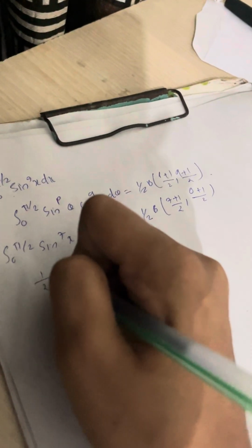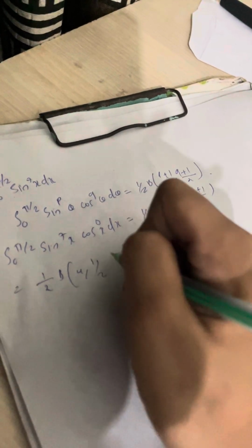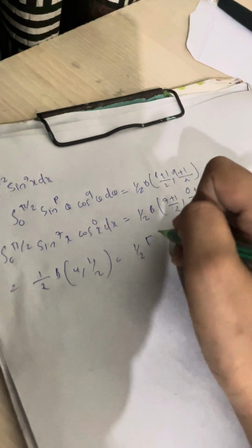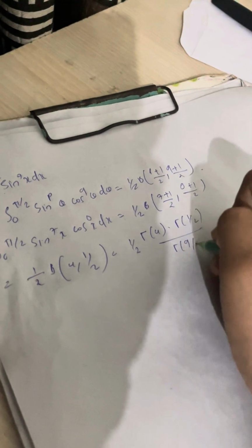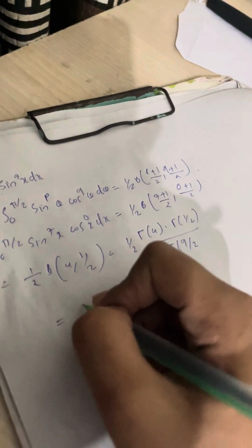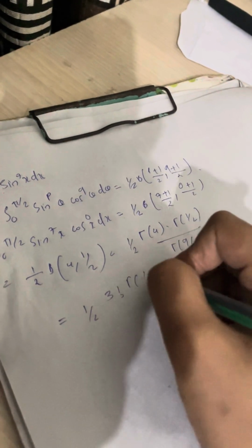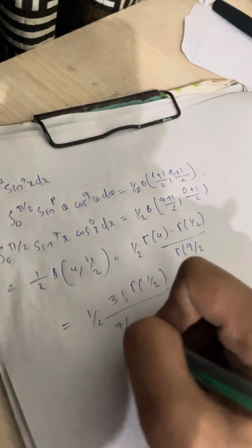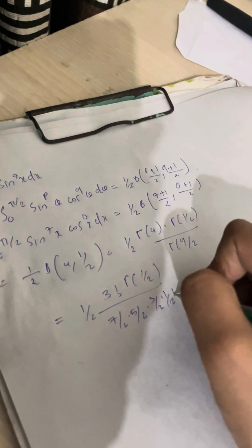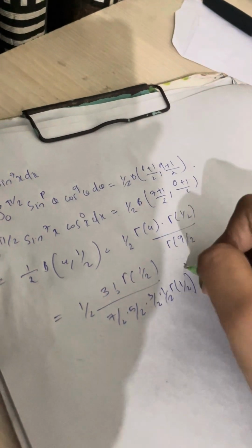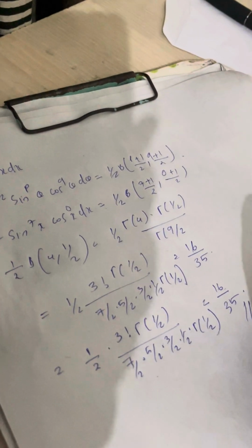Hence, 1 by 2 into beta of 4 comma 1 by 2, which is equal to 1 by 2 into gamma of 4 into gamma of 1 by 2 by gamma of 9 by 2, which is equal to 1 by 2 into 3 factorial gamma of 1 by 2 by 7 by 2 into 5 by 2 into 3 by 2 into 1 by 2 into gamma of 1 by 2, which is equal to 16 by 35. This is the answer of third.